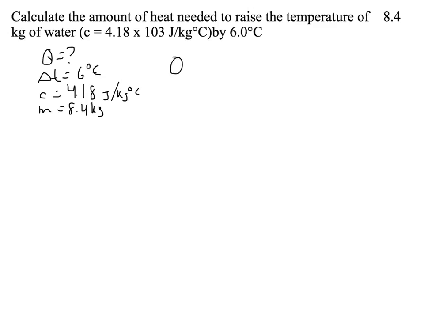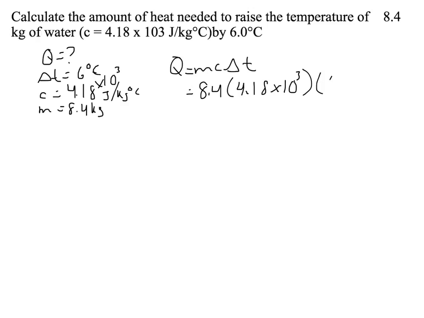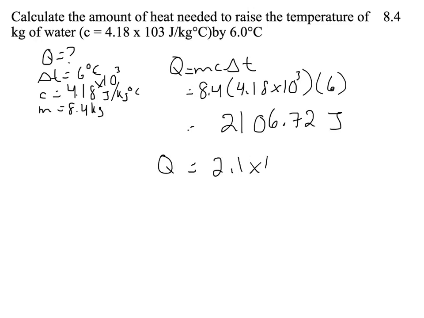So now we just put in our equation. Q equals mc delta T. We get 8.4 times 4.18. Sorry, this was times 10 to the 3, times 10 to the 3, times 6. And we get 2106.72 joules. And that gives us a final answer of 2.1 times 10 to the 5 joules.